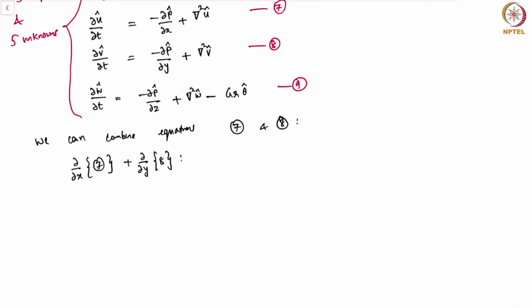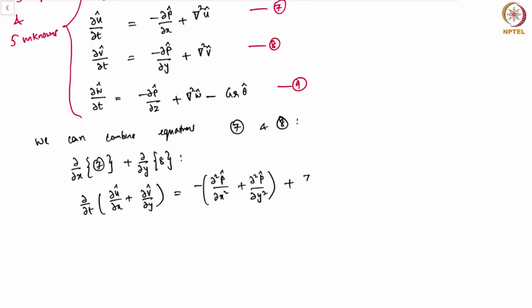So what we now have is, if we do this, then we get del by del t of del u hat by del x plus del v hat by del y. That's the left hand side. This becomes del p by del x. If I take a derivative of that with respect to x, we get del square p hat by del x square plus del square p hat by del y square. And finally we're going to get del square of del u hat by del x plus del v hat by del y. This is what we have.